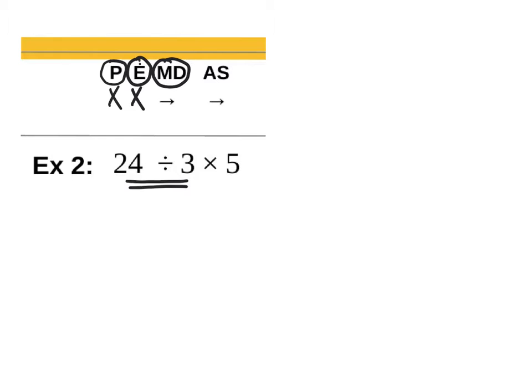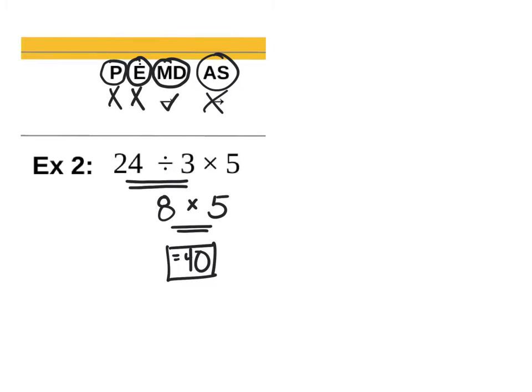So 24 divided by 3 is 8. Write everything else exactly the way it is. We are actually still in step 3 because we've got some multiplication to do. 5 times 8 is 40. And so we've done that step. The fourth step, addition and subtraction, there is no addition and subtraction to do. So we are done. The answer is 40.